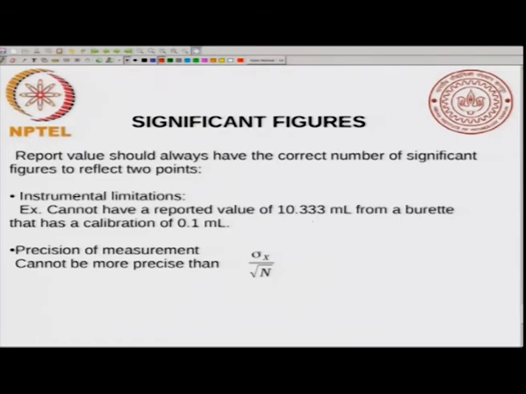The second point is that your number of significant figures should reflect the precision of the measurement. So, you cannot have a measurement more precise than sigma x divided by square root of n. So, we say that whenever you report an average value, there is always this much error. So, you cannot have a reported value that is more precise than this. So, what do we mean by that? Let us just take an example.